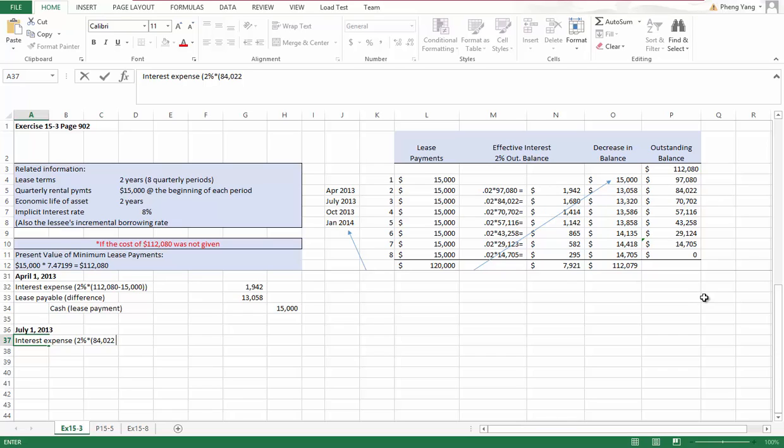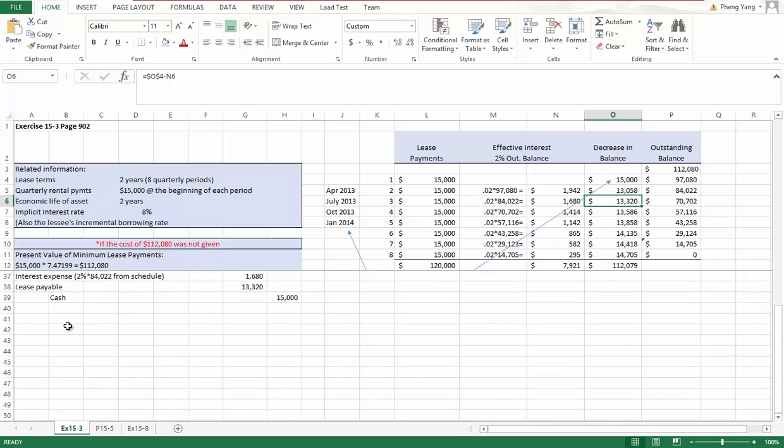And let's just say from schedule, so that you know where we're getting the numbers from. So let's take 0.02 times 84,022. It should equal 1,680, which is this amount. And the lease payable will be the difference between the cash payment and the interest expense. There we go. Okay, 13,320, which ties to that number.